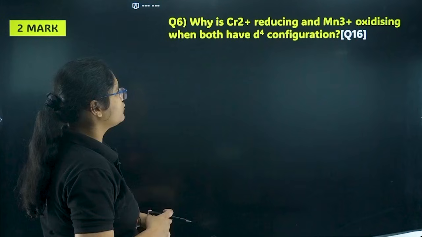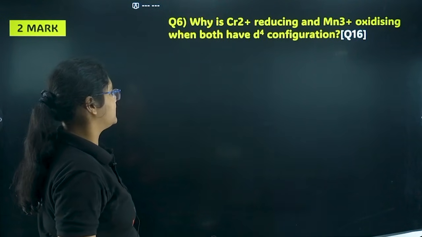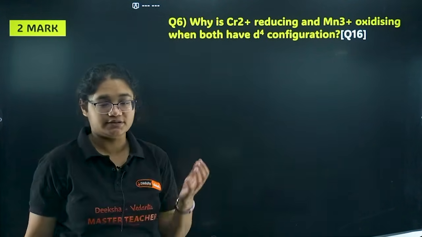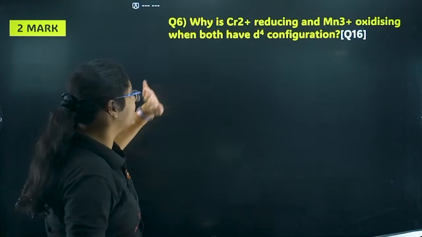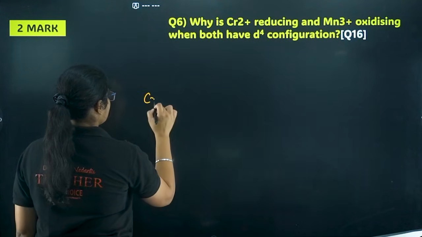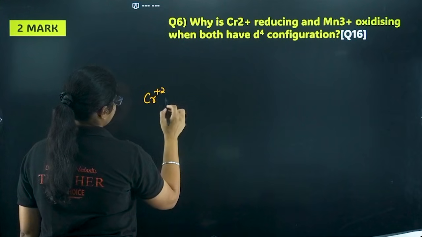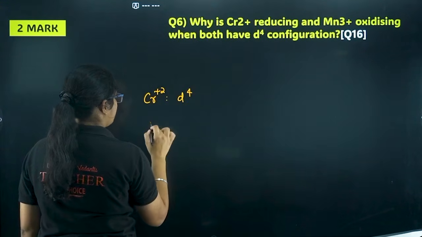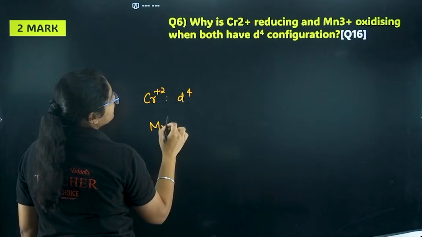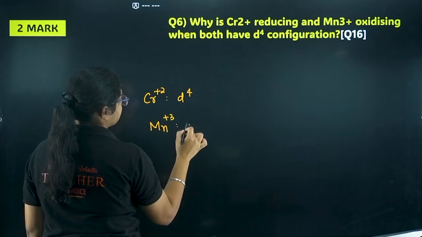Next, why is Cr2+ reducing and Mn3+ oxidizing when both have d4 configuration? This is a very important question. This is an in-text question, by the way. Now how to explain this one? See, Cr2+ configuration is d4, as it is given already, and Mn3+ is also d4, right?